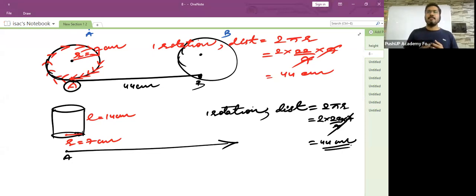What if it is a cylinder? The same thing. Very good. This part is clear, no doubt.